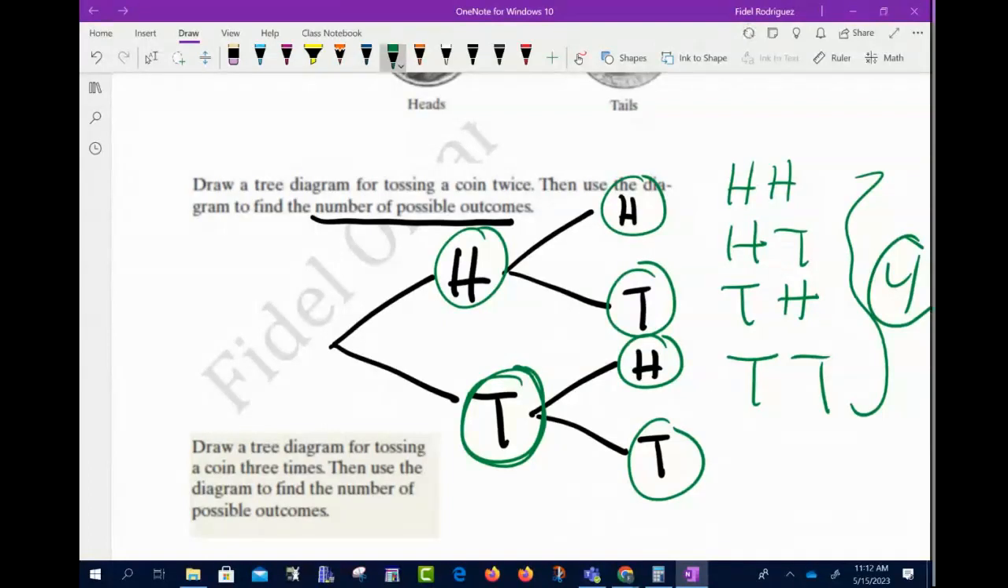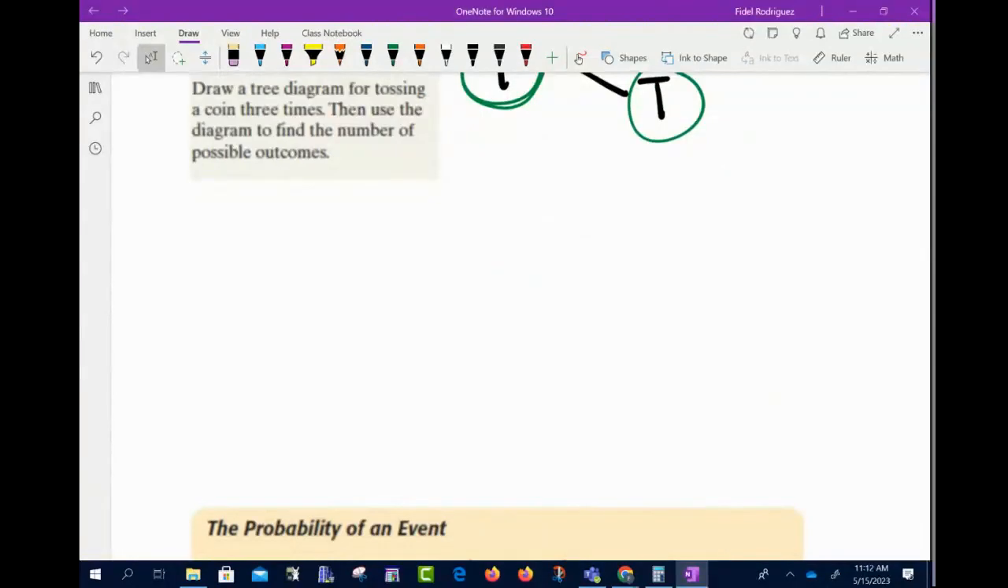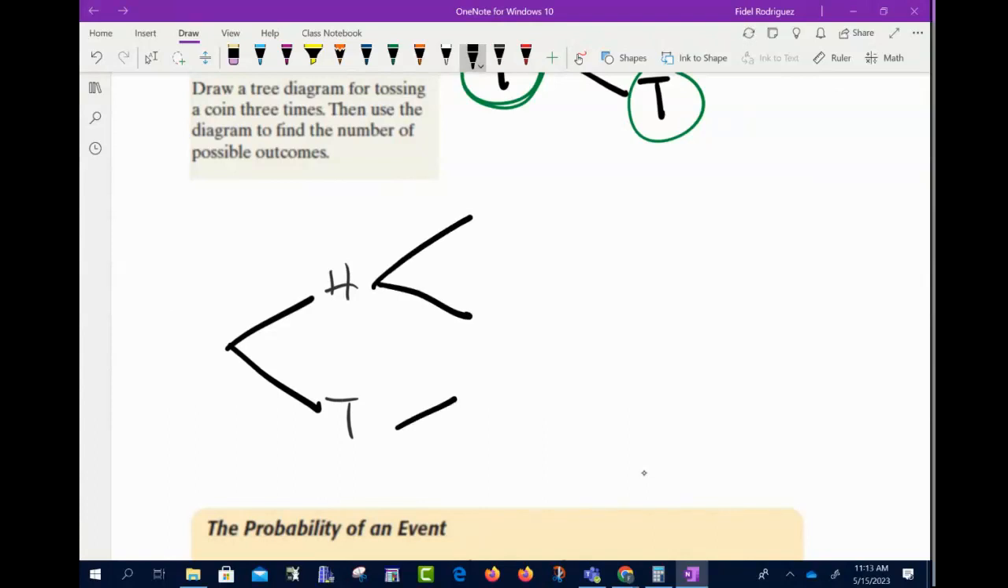Okay. Now, next problem, y'all. Same type of problem. Draw a tree diagram for tossing a coin. How many times? Okay, so look, we're going to do the same thing here. We're going to come back here. Look, this is our first toss. We can either get heads or tails. Okay, we're going to flip the coin a second time. Okay, we can either get heads or tails, right? But we're going to have to flip it how many times?